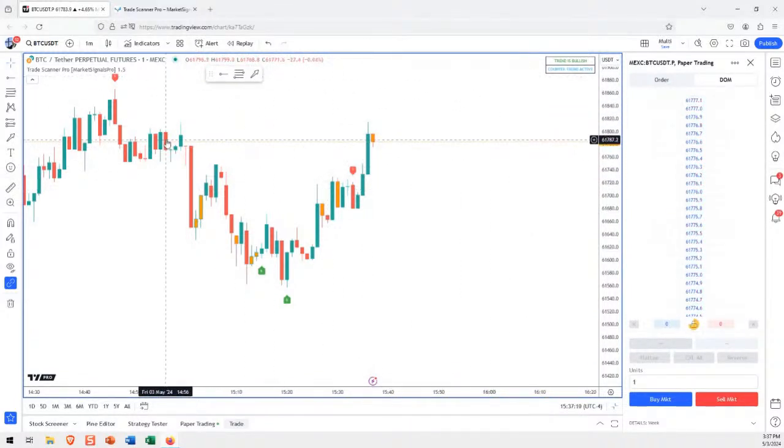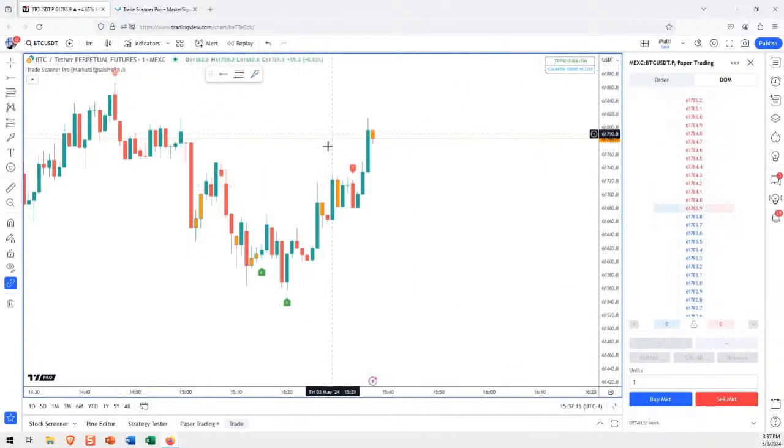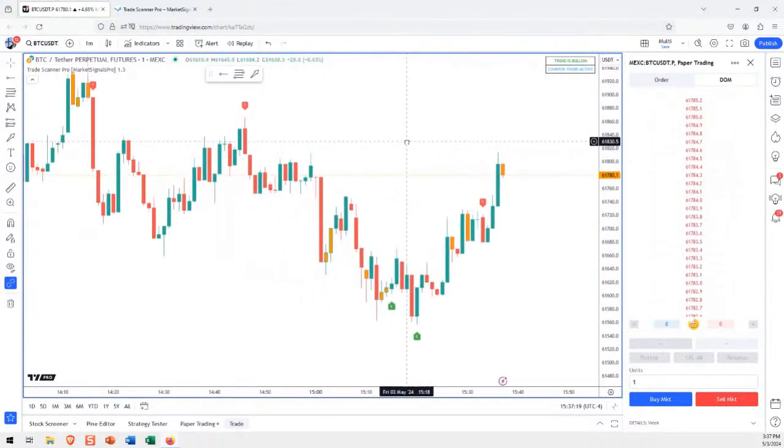So the trend is now bullish. I'm still in counter trend, right? Trend is still bullish. I'm still in counter trend. If I get another yellow, orange candle, I'm going to try that again. Okay, I'm going to try it again.